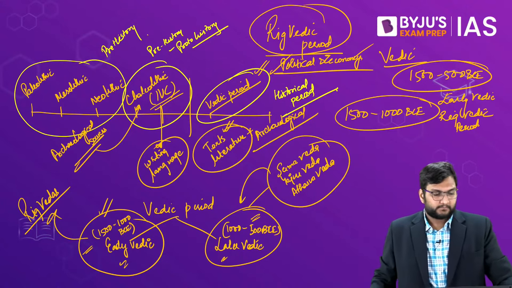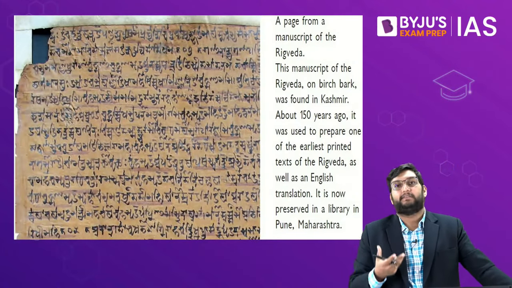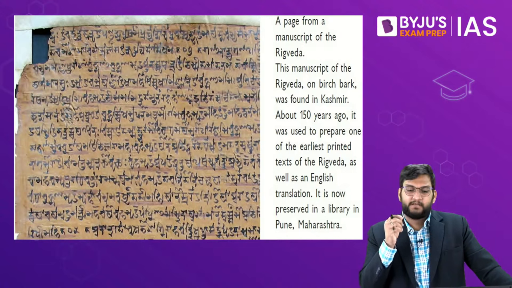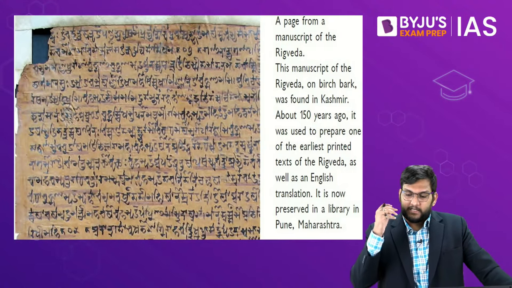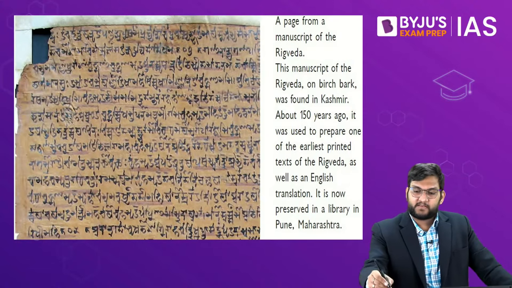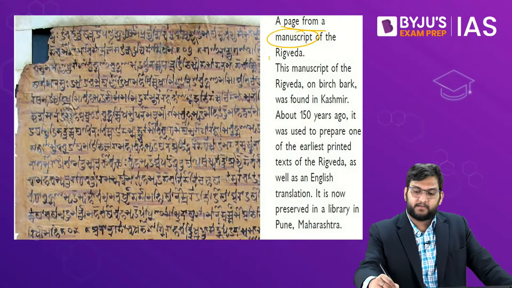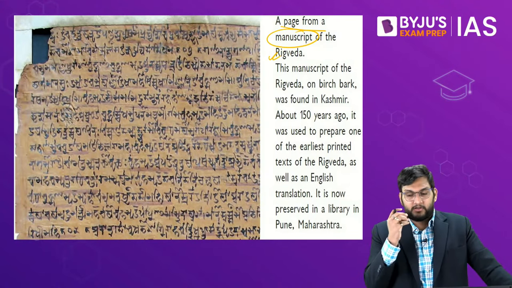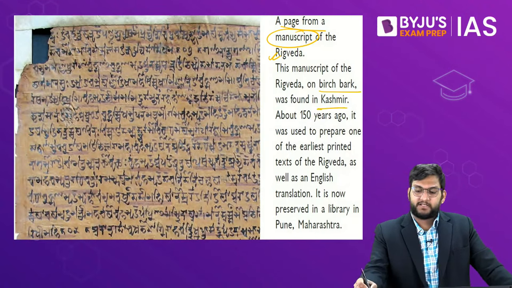Now, this is the Rigveda. This is the earliest specimen which we actually used. We found it only 150 years ago, in Kashmir. This is a page out of the manuscript of the Rigveda. This was made on birch bark and found in Kashmir.